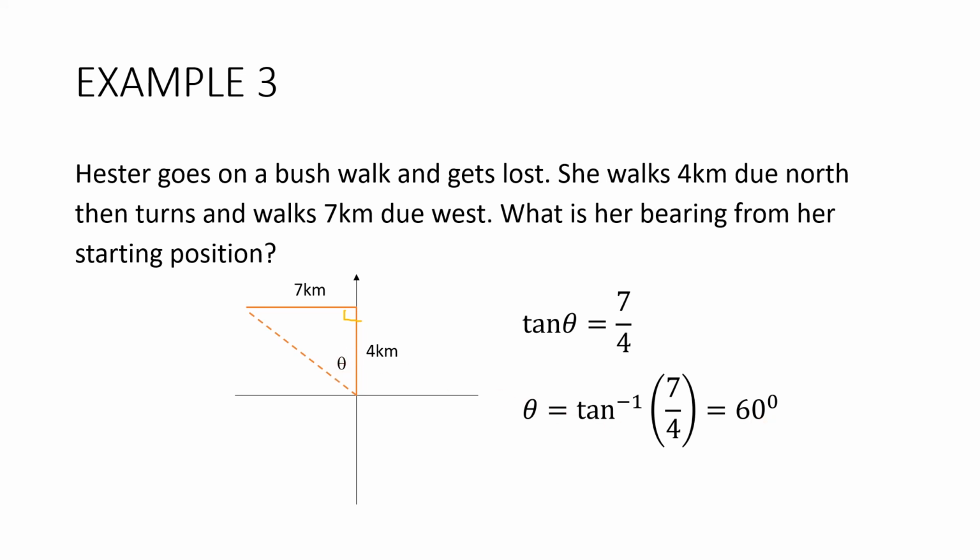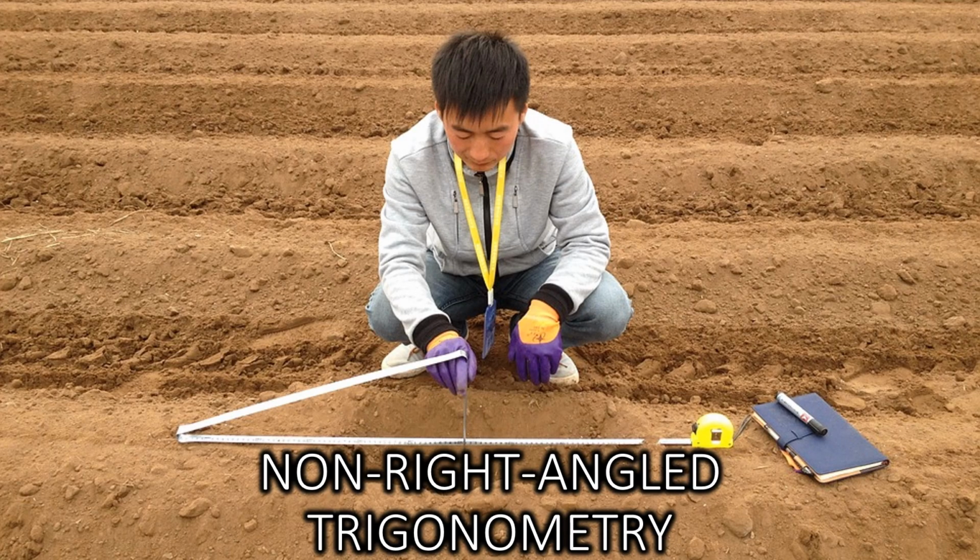Now remember, we want this angle here. So it's going to be 360 take away 60. So the bearing is 300 degrees. Okay, you've made it. That's the end of our first trigonometry topic. If you want to continue on with trigonometry, the next stop would be non-right-angled trigonometry.